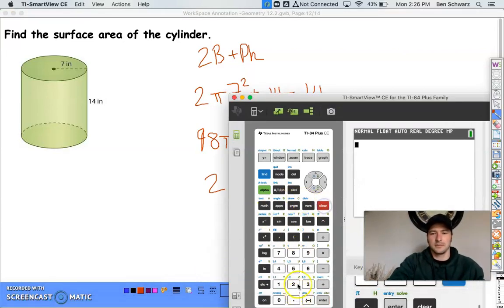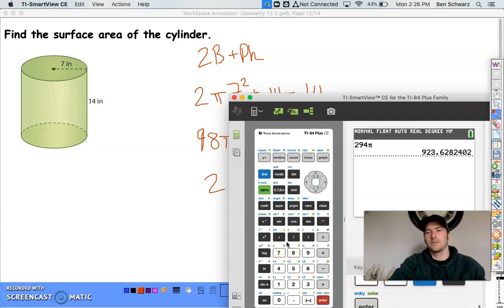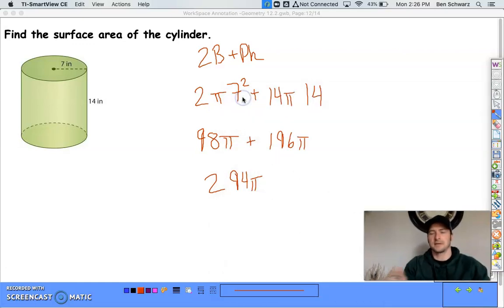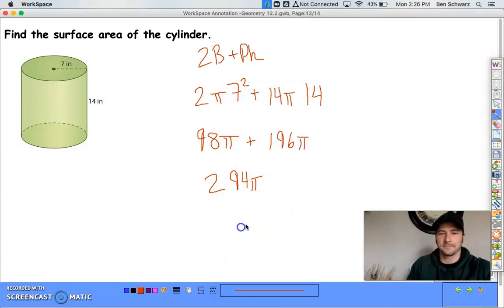And again, the last step is to grab the calculator. So let's go 294 times pi, and we get about 923.6, and we're in inches squared.